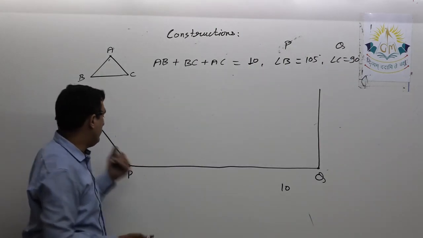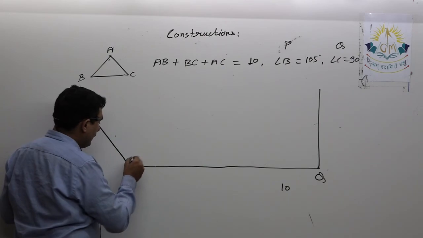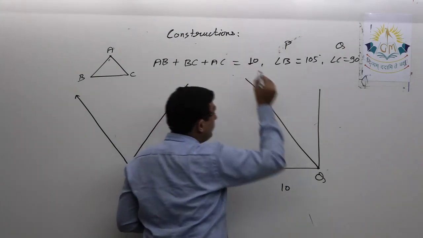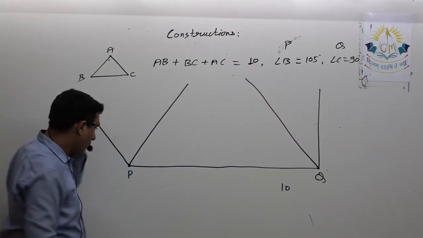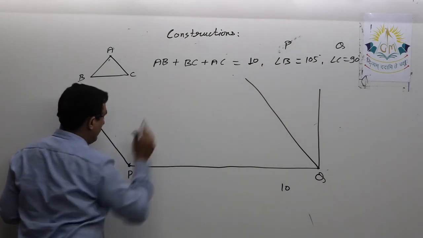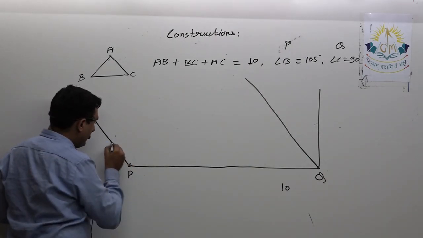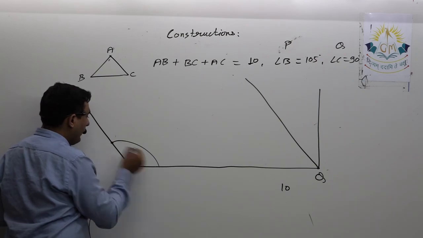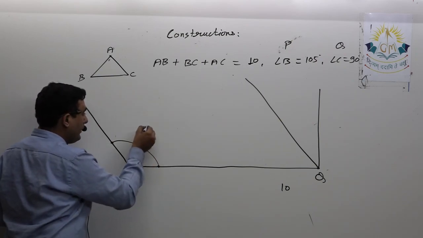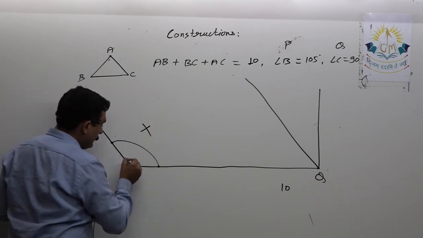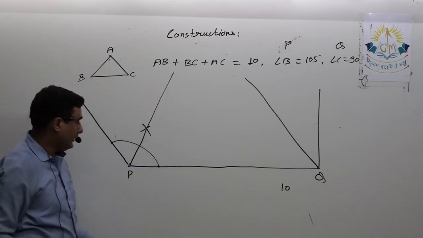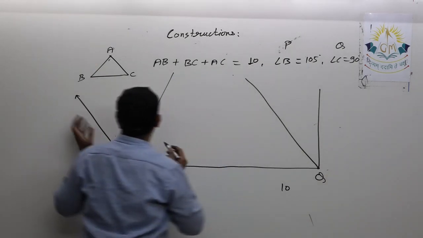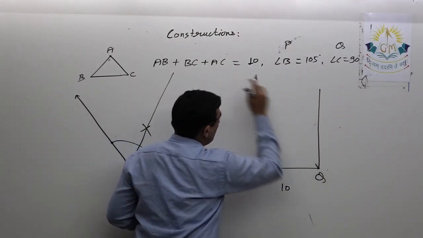Now next step, I will draw the bisector of this angle in this way. I also draw the bisector of this angle. Now I hope you know how to draw the bisector of any angle. If you don't know, let me make you revise in short. I will take P as the center, take a radius, and draw an arc like this. Then with this point as center and this point as the center, with the same radius I will draw two arcs which meet each other, and by doing so I will get the bisector. So here I draw the bisector of angle 105, and here I draw the bisector of this 90 degree.